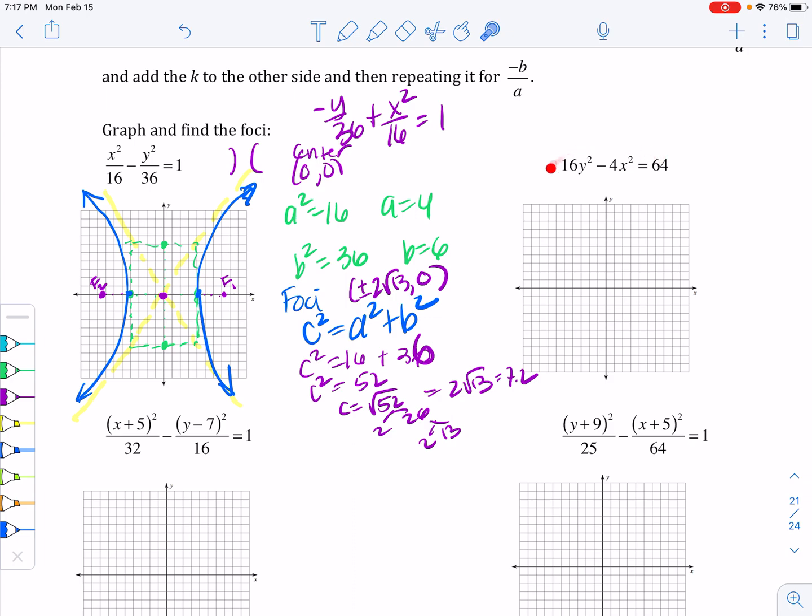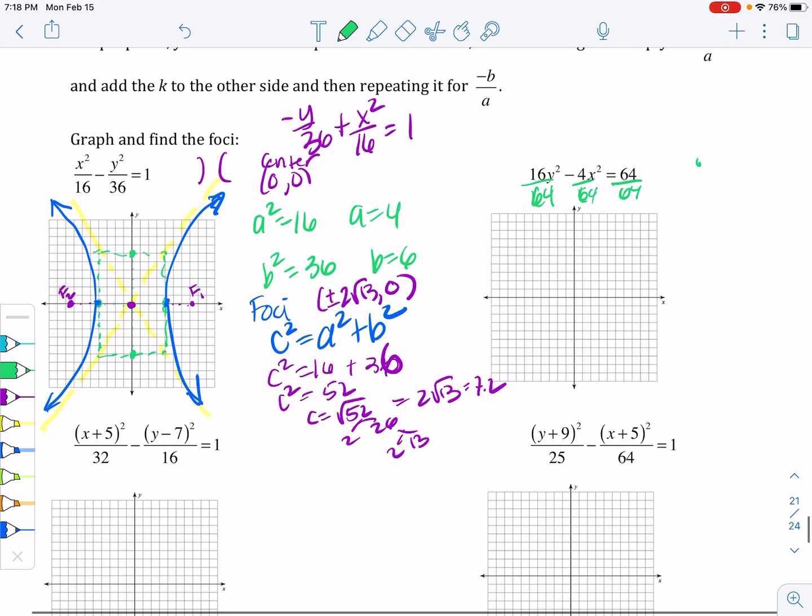Now, if we look at this one, we're subtracting, but nothing's being divided and it's not equal to 1. So in order to set it equal to 1, I'm going to divide by 64 on each one of these. So we divide by 64, we divide by 64, we divide by 64. Then this gives us y squared over, and 16/64 reduces to 1/4, so over 4. And then 4/64 gives us 1/16, so x squared over 16 equals 1.